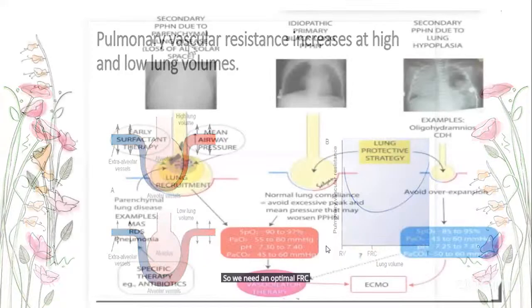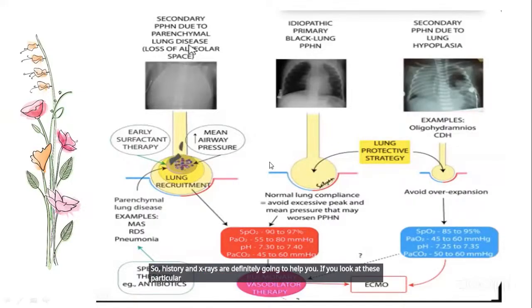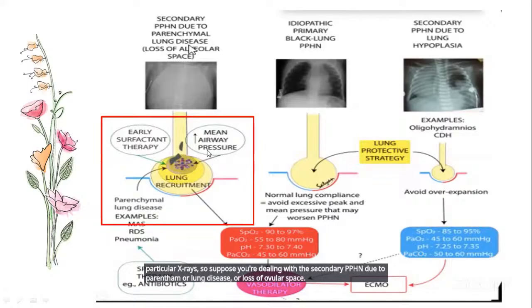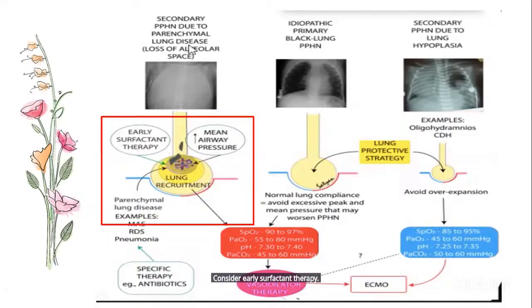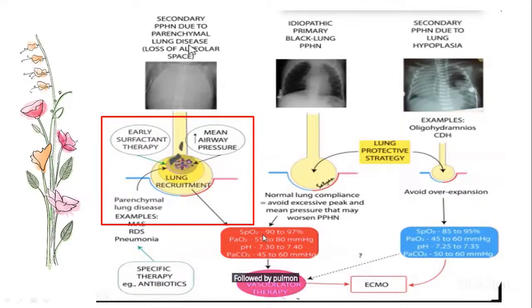How do you decide clinically whether you are ventilating at FRC, or how much you need? History and X-rays are definitely going to help you. If you look at these particular X-rays, suppose you are dealing with a secondary PPHN due to parenchymal lung disease or loss of alveolar space, consider early surfactant therapy and higher MAPs to recruit the lung and ventilate this particular baby, followed by pulmonary vasodilators and your target SpO2s and ABG targets.